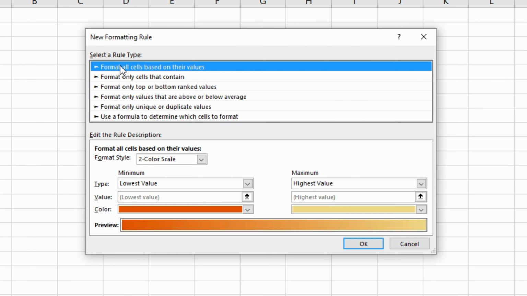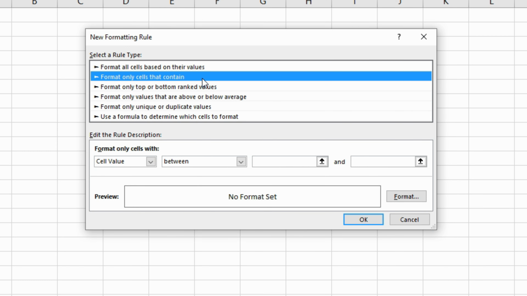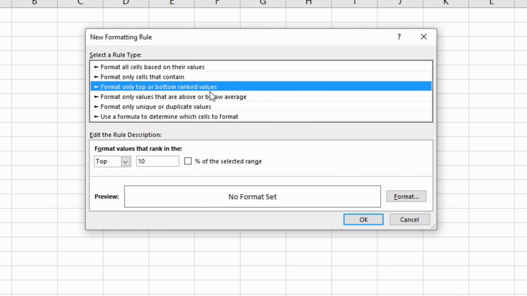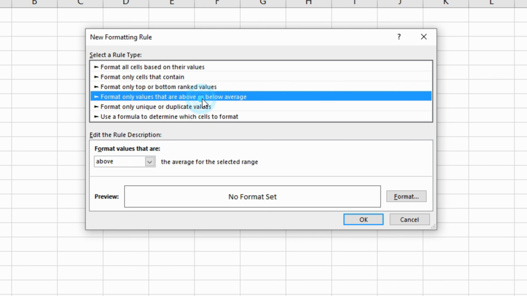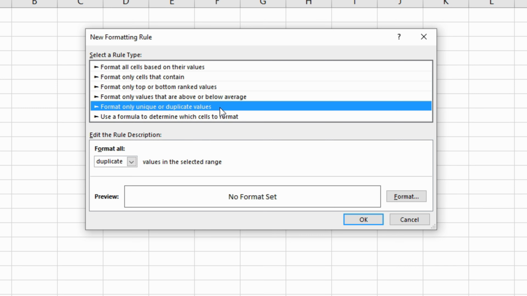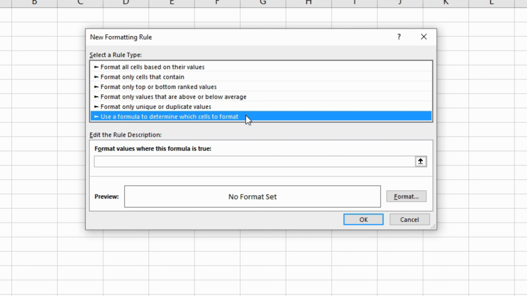This includes cells based on their values, cells that contain specific data, format top or bottom ranked values in a range of colors, format only values that are above or below average, format only unique or duplicate values, or you could also use extensive formulas that determine which cells to format in what way.